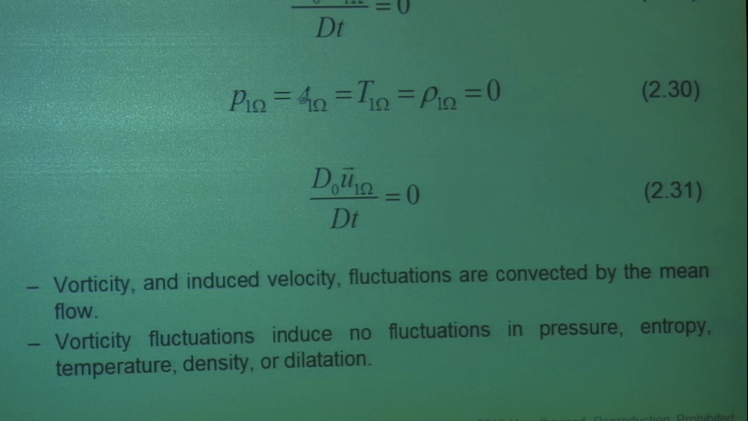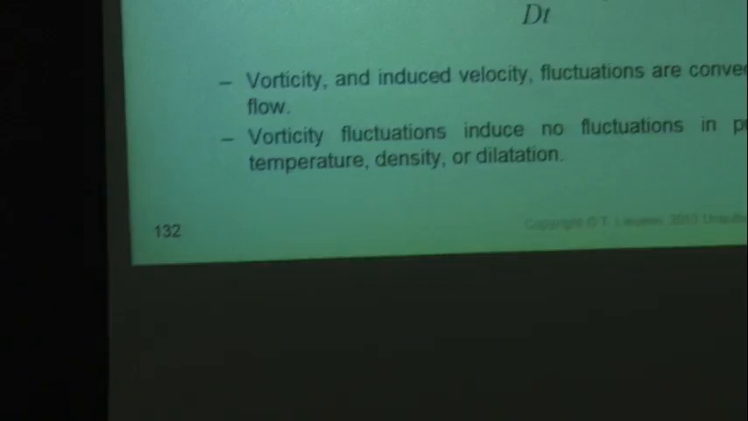I didn't explicitly show it here, but it also turns out that it's incompressible. You can see that from the density: the volume of the fluid is not changing. And it's also a rotational disturbance, a vortical disturbance. So that's how an infinitesimal vorticity disturbance manifests itself in a homogeneous flow.